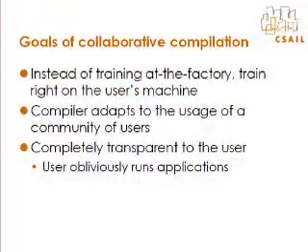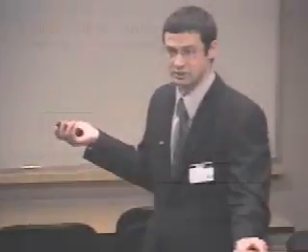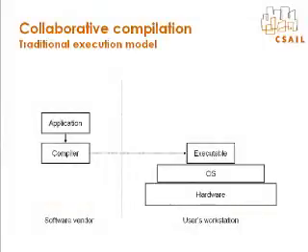So what if, instead of training at the factory, we can train right on the user's desktop and train with applications that the user really cares about? In this way, we could adapt to the usage patterns of a user or a whole community of users. And in order for people to actually use this, the training process would have to be completely oblivious to the user. So these are the goals of this collaborative compilation system which we've developed.